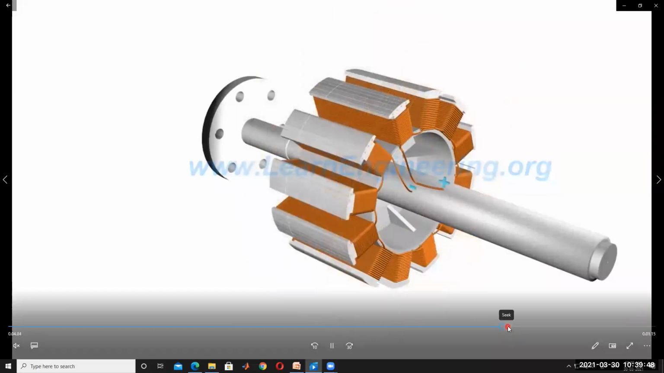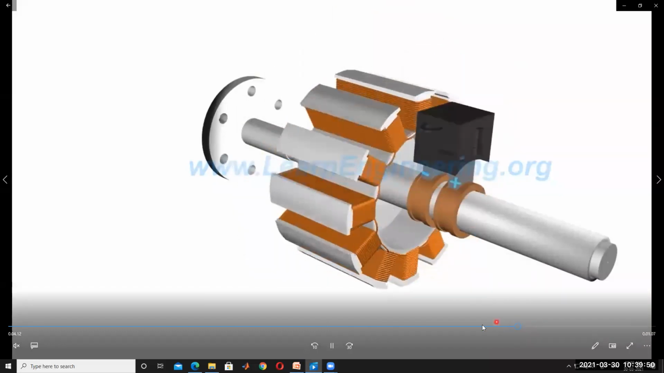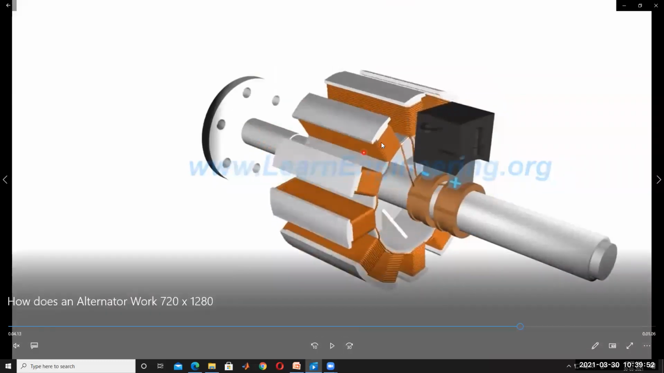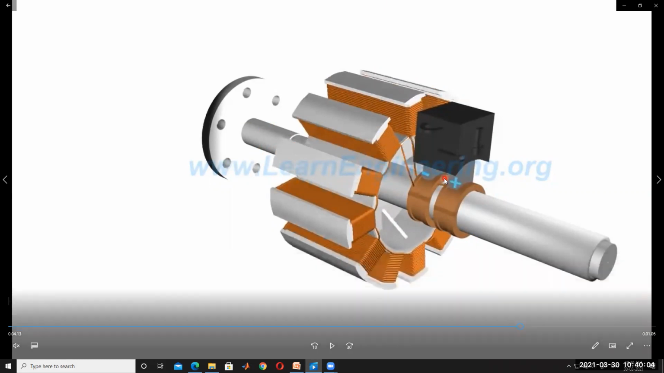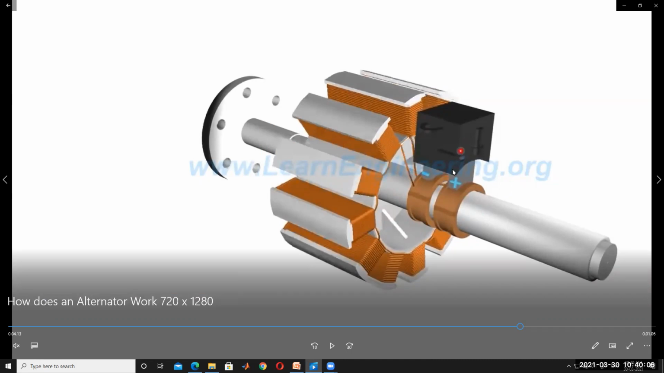So like this, the alternator is working. The field winding is excited by an external DC supply through the brushes. This is called the brushes; this is the positive terminal and this is the negative. There is contact between the brushes and the rotor. This is called the slip ring.